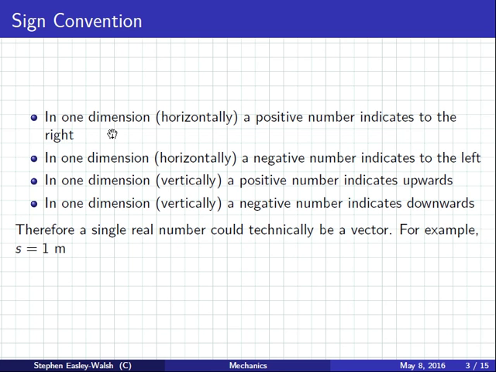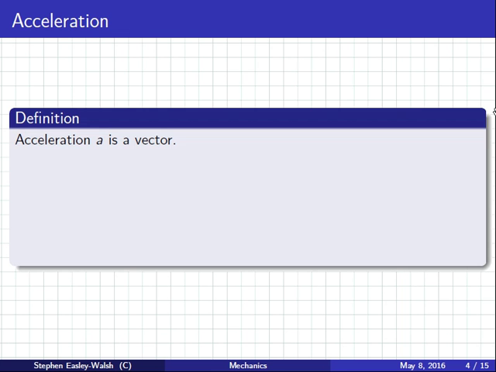Okay, so with that out of the way, again, just me saying a real number could be a vector. So if I said s equals 1 meter, that means 1 meter to the right. If I said s equals minus 1, that means 1 meter to the left. So that's all fine. Okay, so now our first definition, acceleration.